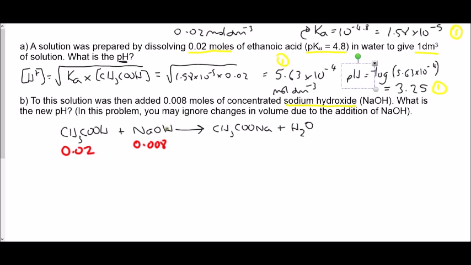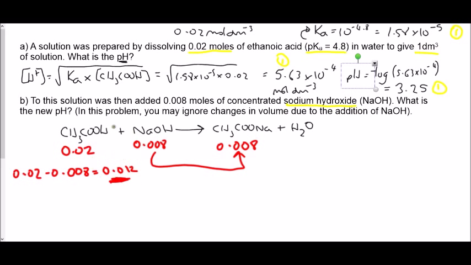So then we're going to look at the ratios. So 1 lot of sodium hydroxide produces 1 lot of sodium ethanoate. So in theory, we should get this many moles of sodium ethanoate. Then we look at the ethanoic acid. If it's going to react with 0.008 moles of sodium hydroxide, we need to find out what's left. So we take those two numbers away from each other, giving us a final number of 0.012 moles per decimeter for the ethanoic acid.